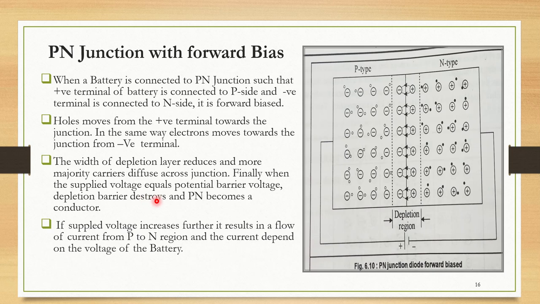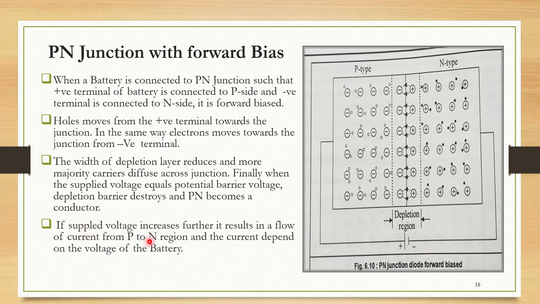Finally, when the supplied voltage equals the potential barrier voltage, the depletion barrier is destroyed and the PN junction becomes a conductor. Now you see, when you keep on supplying voltage, suppose it is a semiconductor PN junction and the voltage crosses 0.7 volt, then what will happen? This will vanish. The depletion barrier will be destroyed and this will become a conductor. It will become a conductor when the battery voltage is more than 0.7 volt if it is a silicon PN junction.